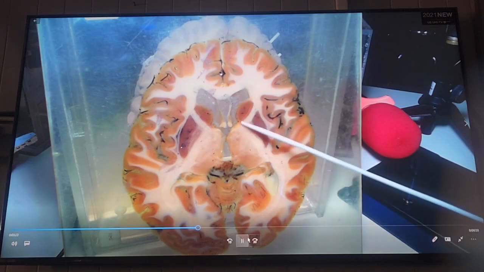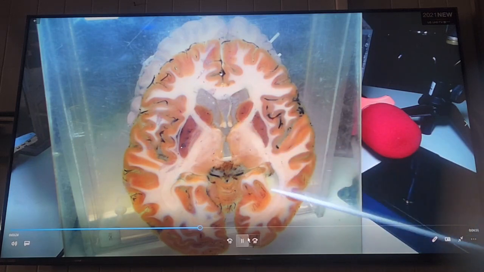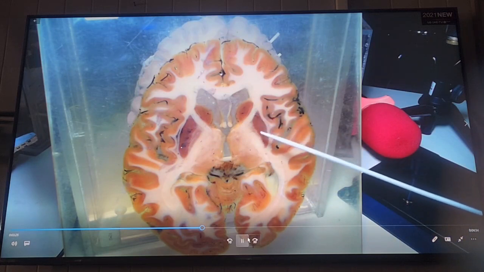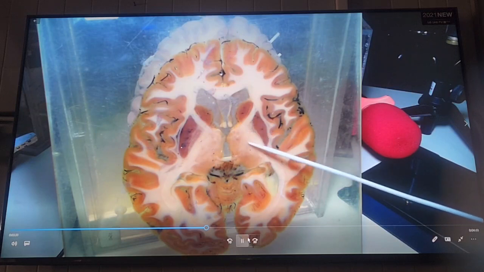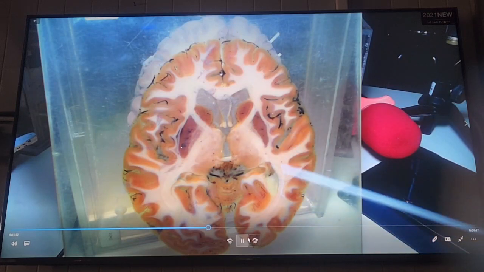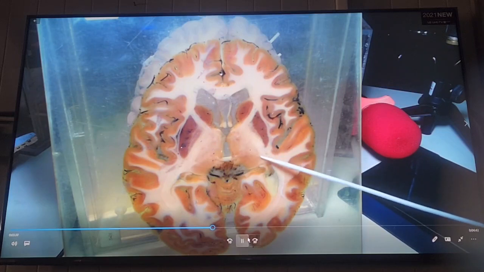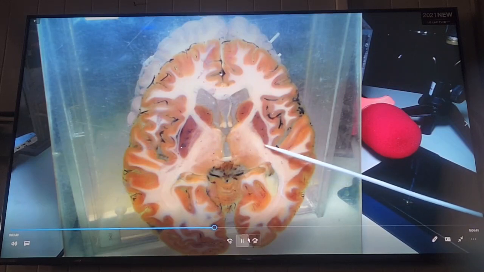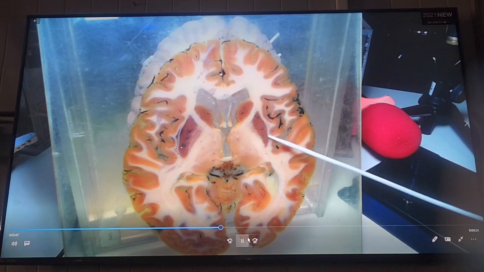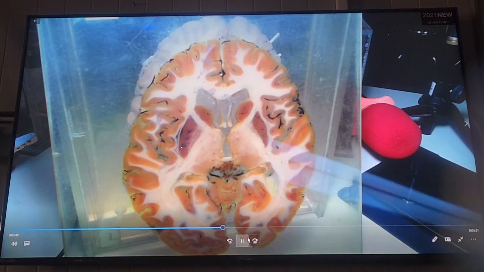This is the genu of the internal capsule, the mid part that connects the anterior limb to the posterior limb of the internal capsule. This is the posterior limb of the internal capsule. This is the retrolenticular part of the internal capsule. And we have what we call the sublenticular part below the lentiform nucleus. So the internal capsule consists of five parts from the anatomical point of view.